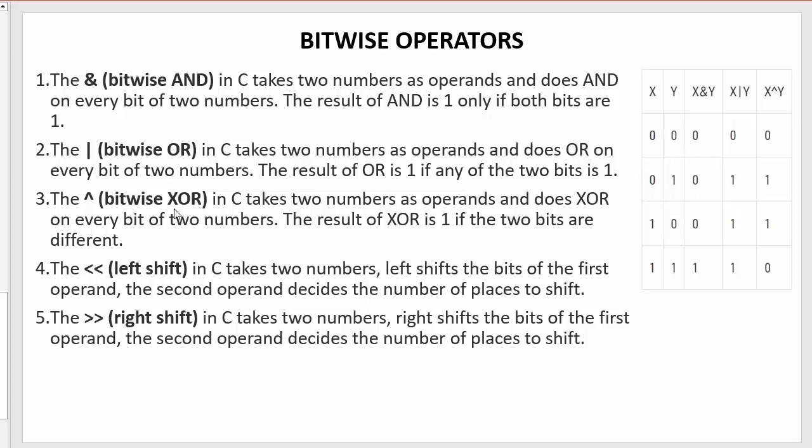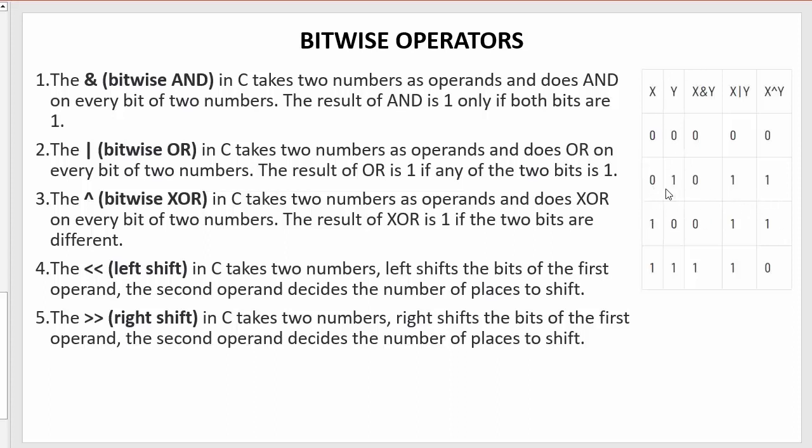The bitwise XOR operator takes two numbers as operands and does an XOR operation on every bit of the two numbers. The result of XOR is 1 if the two bits are different. Whenever we perform a bitwise XOR operation on two operands or numbers, it first converts those two numbers into their equivalent binary numbers. If both the bits are different, then it will give 1 as an output.